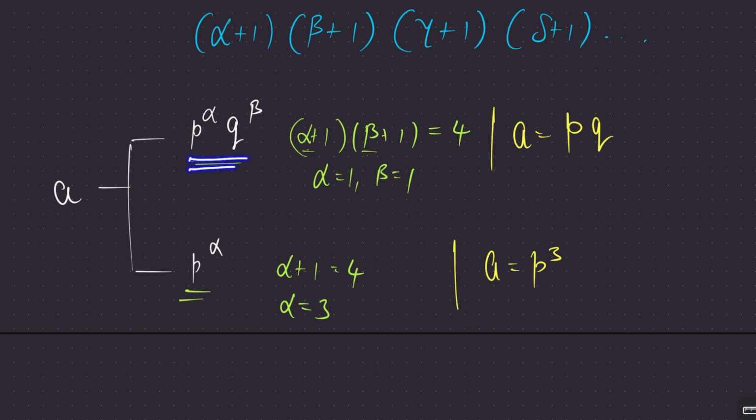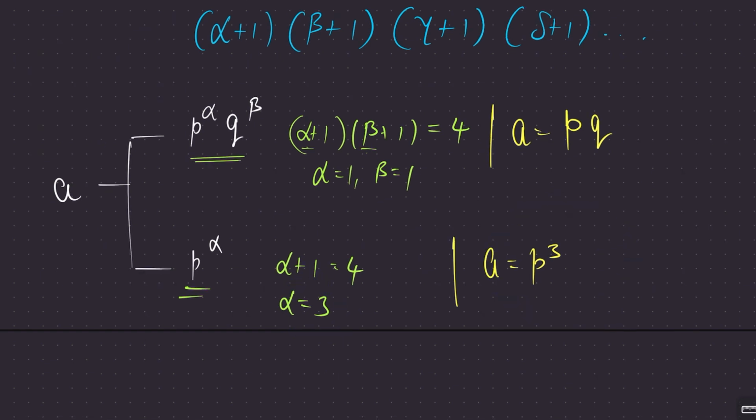If A has 2 prime factors in it, I want the number of factors to be exactly equal to 4 because I want to keep A as small as possible. If that's the case, alpha is 1, beta is 1. So A looks like this. Otherwise, if A has only a single prime factor, I still want the number of factors to be exactly equal to 4. So alpha becomes 3, so it has to look like this.